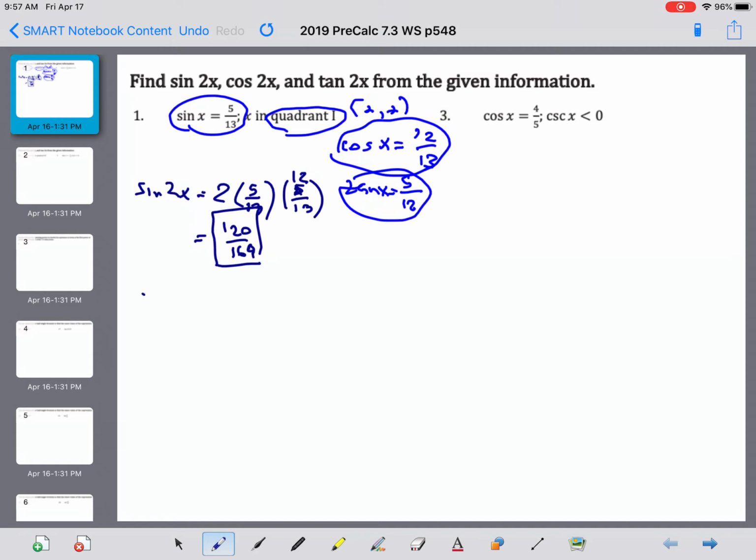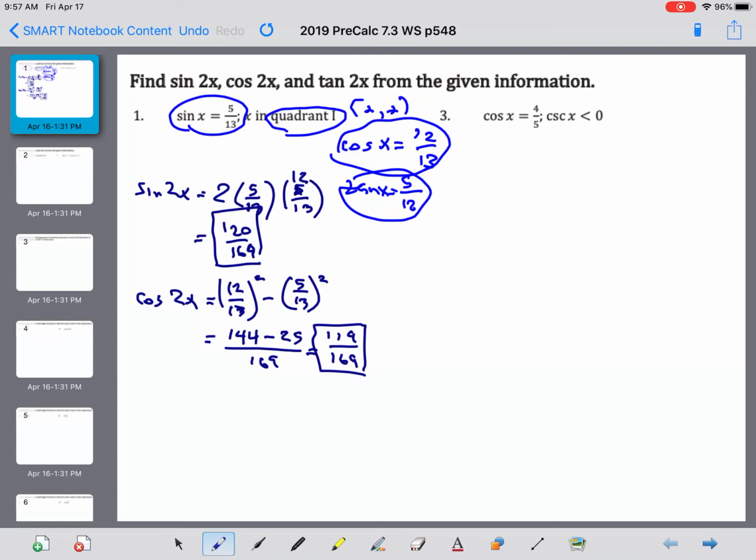Okay, to go ahead and do the cosine of 2x, there's 3 possible formulas for that. I'm just going to choose the cosine squared minus sine squared. So cosine squared is going to be 12/13 squared minus 5/13 squared. And that's going to equal 144, 25, common denominator is 169, so I get 119 over 169. And that one's done.